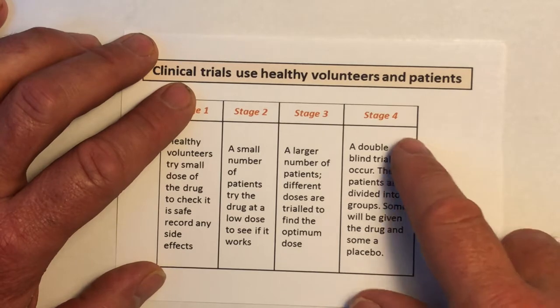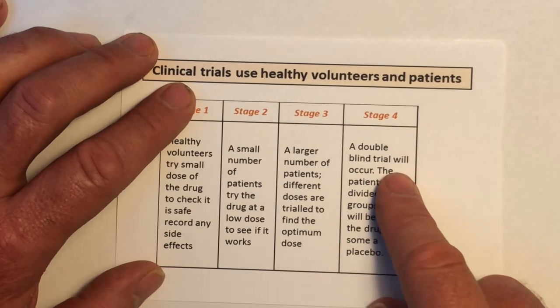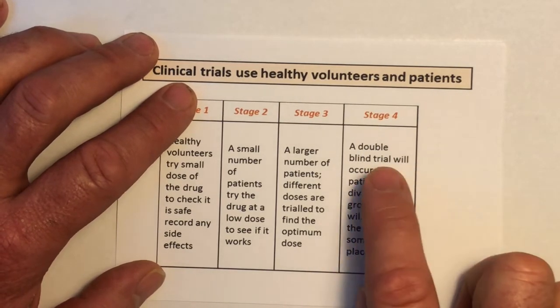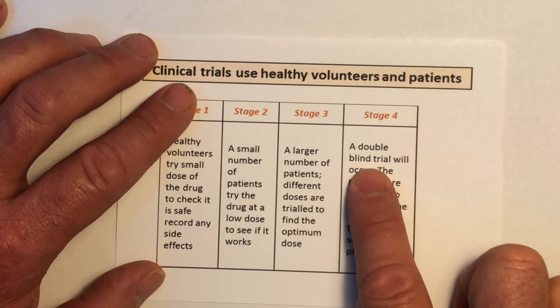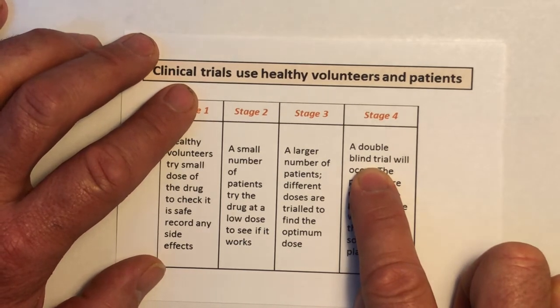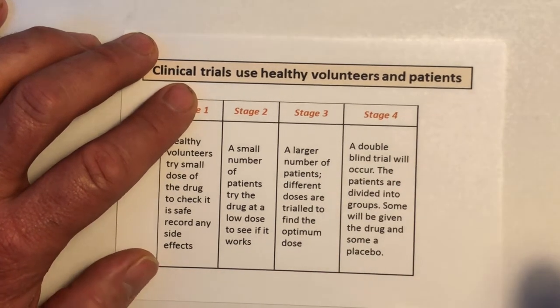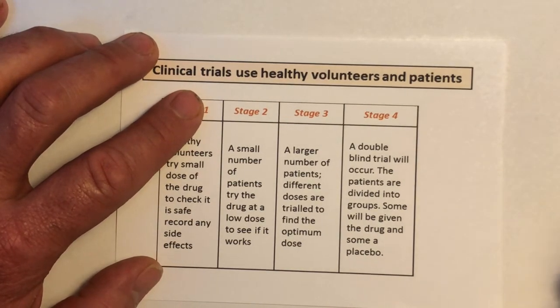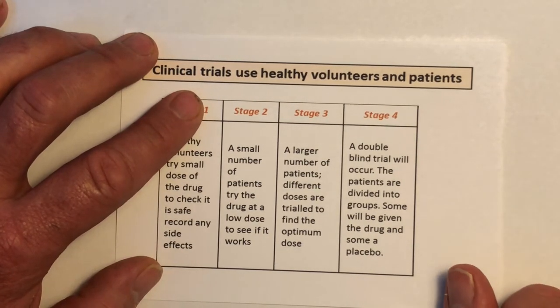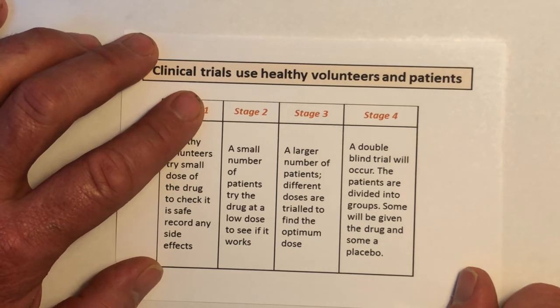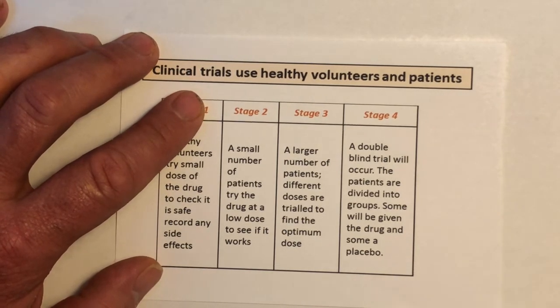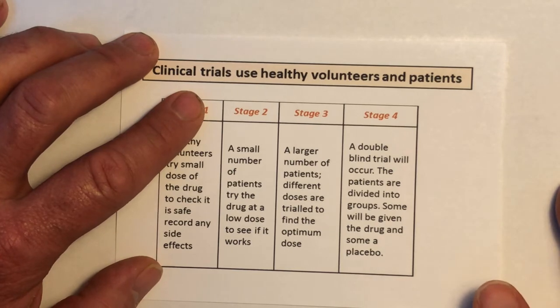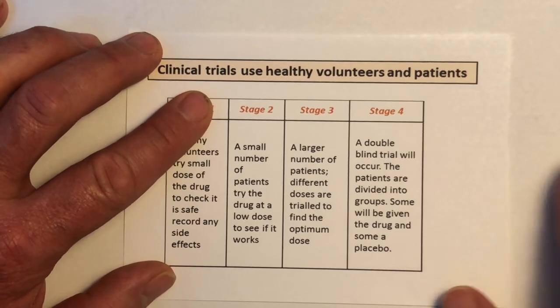Stage 4 is a double-blind trial. Now, a blind trial is where the patient doesn't know what they're getting, right? Because some patients may well get a placebo, and a placebo is a tablet that doesn't have any of the drug in it at all. So, for example, I could give somebody a paracetamol placebo, right? And the test is whether their headache goes away. If their headache goes away with a paracetamol placebo, then there's something unusual going on.